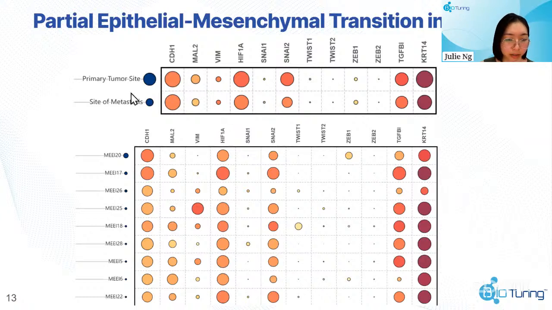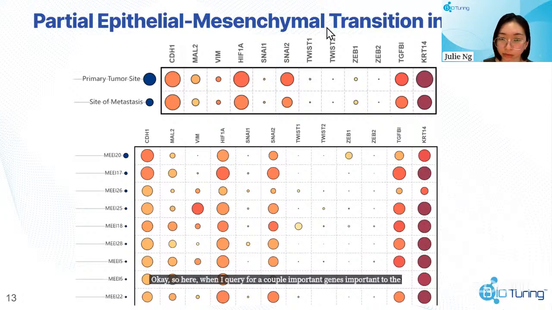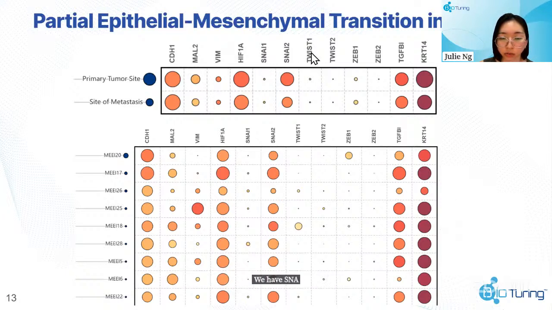Okay, so here, when I query for a couple of genes important to the epithelial mesenchymal transition, for example, CDH1 and MAL2, and then we have VIM and HIF1A, which are markers for EMT. We have SNAI1 and 2, TWIST1 and 2, and ZEB1 and 2, which are all transcription factors that drive EMT. And then we also have TGFBI, which is an inducer of TGF beta. And then we have KRT14, which is a marker for epithelial cells.